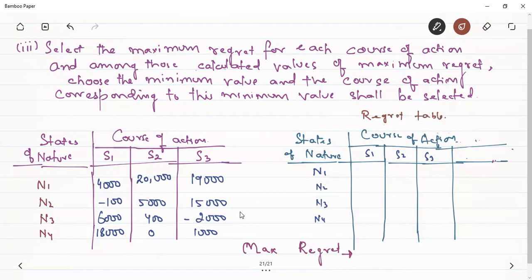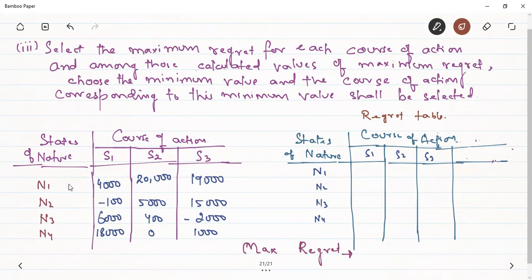Okay, so for the first state of nature, we see the highest payoff. For the first state of nature, the highest payoff is equal to 19,000. Then we have to subtract each payoff of that state of nature from the highest value. We have to be careful that we are considering this row of the state of nature. We select the highest payoff in that row and subtract from it.